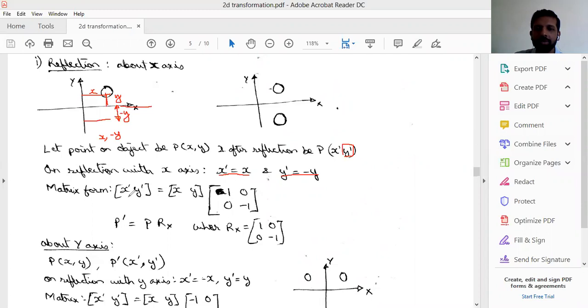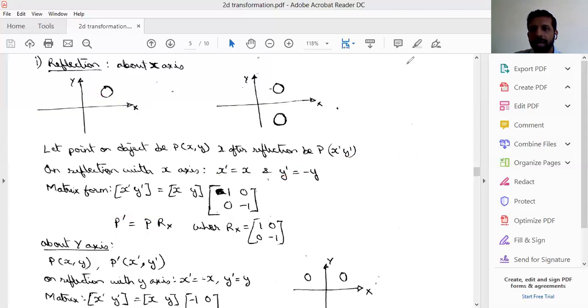If you put it in matrix form, [x dash y dash] will be equal to [x y] times the matrix [1 0; 0 -1]. So we get x for x dash and minus y for y dash. In general we can write it as P dash equals P into Rx. It's better that we write here with respect to which axis it is reflected. Okay, so this is about reflection.